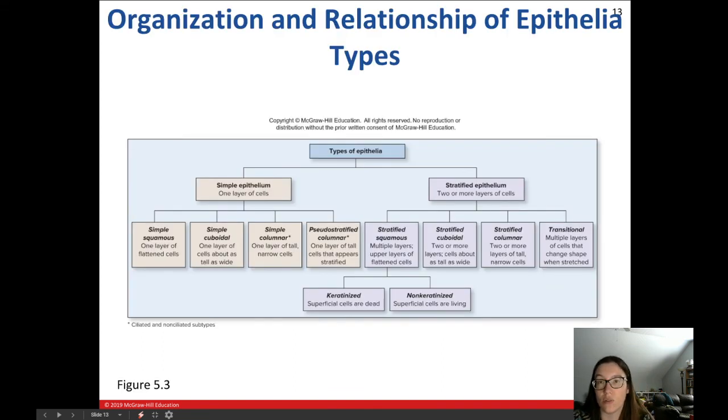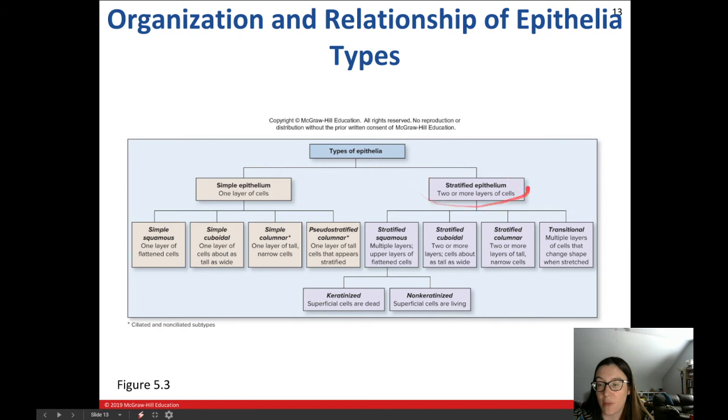So I wanted to go through and remind you of this. We saw this slide already in our lecture. This is sort of a concept map of the types of epithelium that we have. And so we have simple epithelium, which is one layer of cells. So we have simple squamous, simple cuboidal, simple columnar, and pseudostratified columnar. And both of these might have microvilli or they might have cilia, depending.